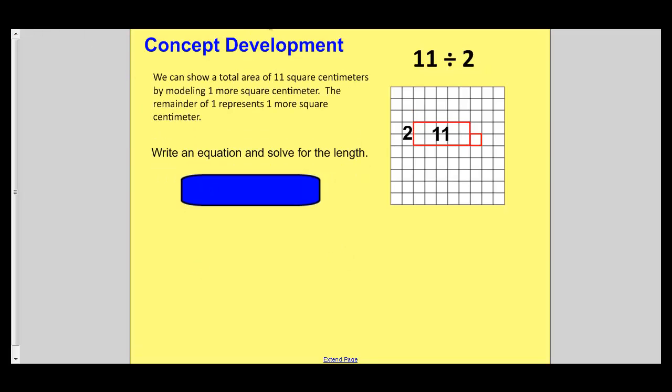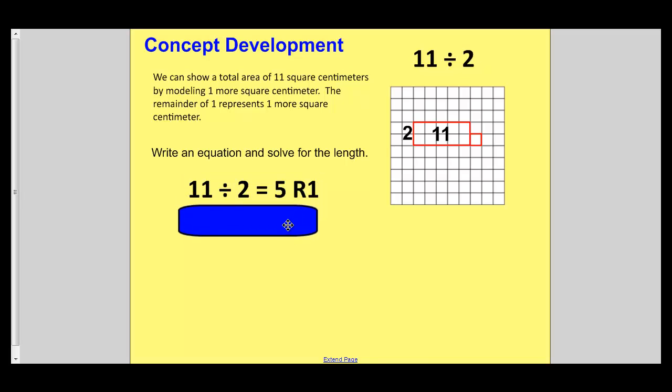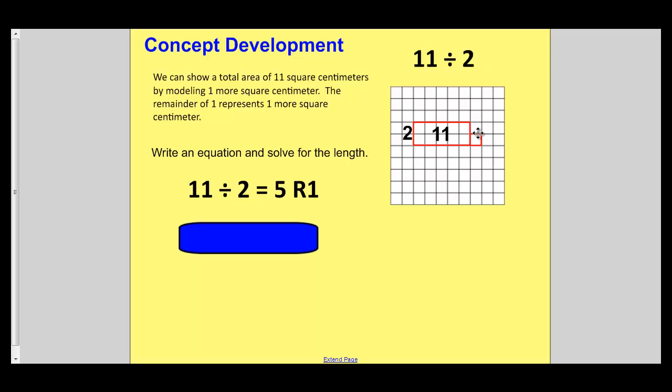All right. Now, let's think of an equation that we can use to solve this. Okay, we can do 11 divided by 2. So I'm thinking to myself, what times 2 equals 11? Nothing times 2 equals 11, but I can get as close to 11 as possible. As a matter of fact, I can do this rectangle right here. And I know that 5 times 2 equals 10. So 11 divided by 2 would be 5 with 1 left over. Okay, let's try one more.